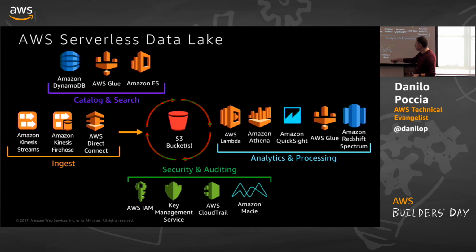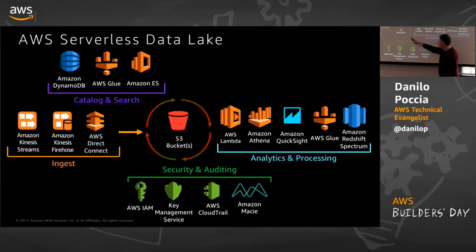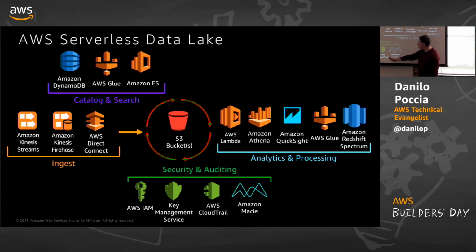For security and auditing, of course, you can protect everything with the usual permissions, so IAM. You can encrypt anything on S3 with the Key Management Service. And you can also audit who is accessing data, also who is reading the data, using CloudTrail. Usually, this is very important for compliance, knowing who has access to your data. And we also have a service that is called Amazon Macie.